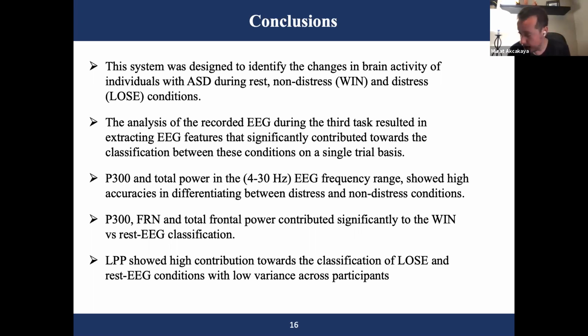But overall, what we noticed from here is that P300, LPP, and then the total frontal power were the most common features that are selected across individuals, across all three problems, and they need further attention for the future processing.